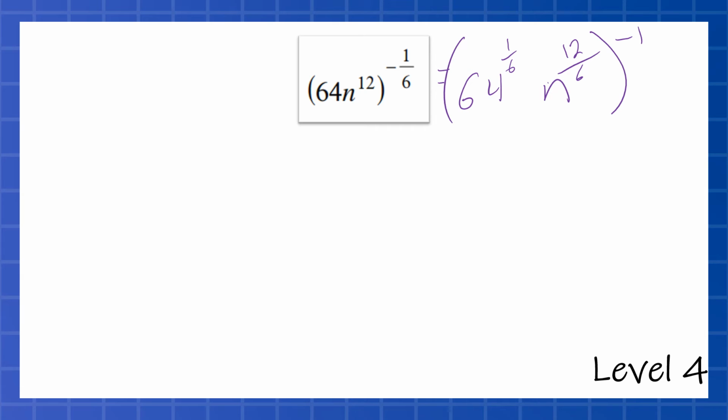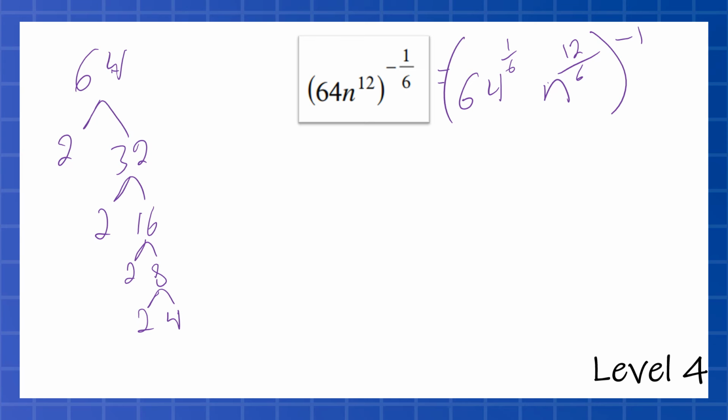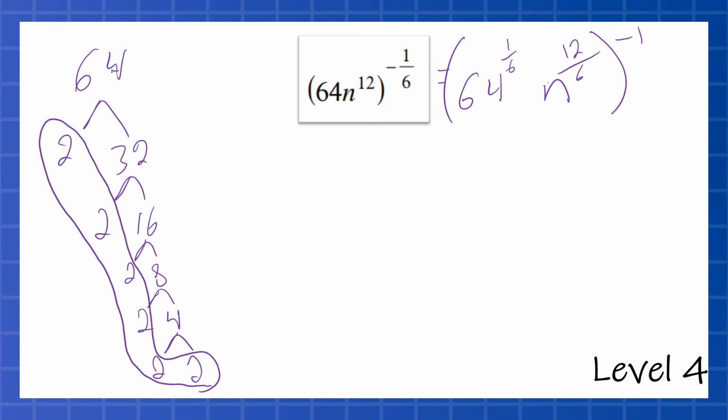First thing we need to do is try to figure out if we can factor 64 until we have 6 pieces of the same thing. So I'm going to write out my 64, and that's 2 and 32, and that's 2 and 16, and that's 2 and 8, and that's 2 and 4, and that's 2 and 2. And if I look at what I have left, I got 1, 2, 3, 4, 5, 6 2's. In other words, 64 is the same as 2 to the 6th power.